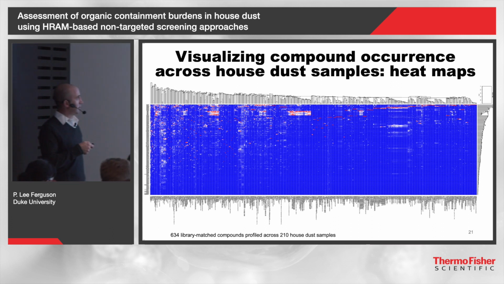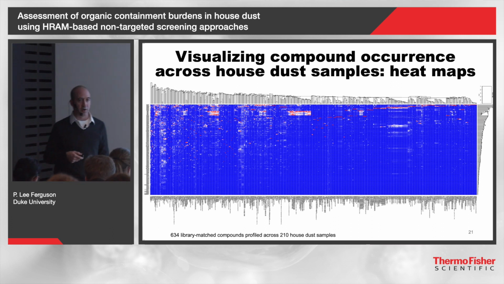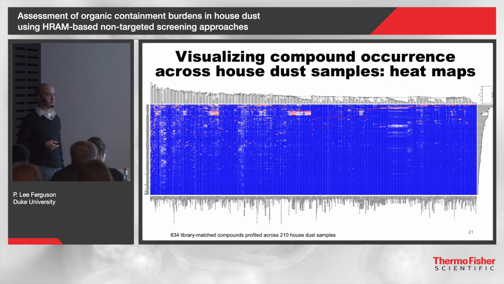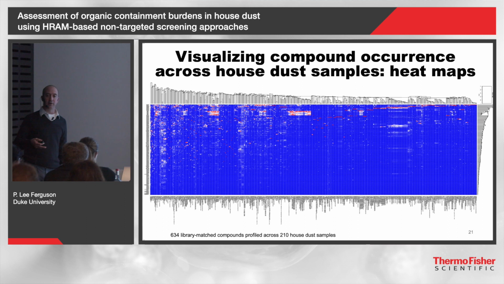This cluster here is made up primarily of non-ionic surfactants, things like octylphenol ethoxylates and nonylphenol ethoxylates, which are actually known to degrade to endocrine disrupting compounds. So both of these are biocides and these are endocrine disruptors. So these are both of concern with respect to exposure.